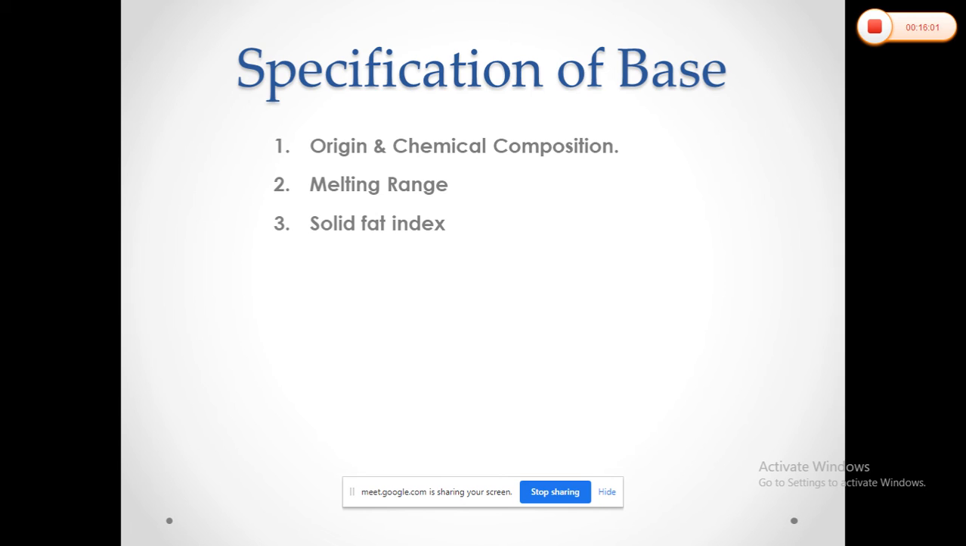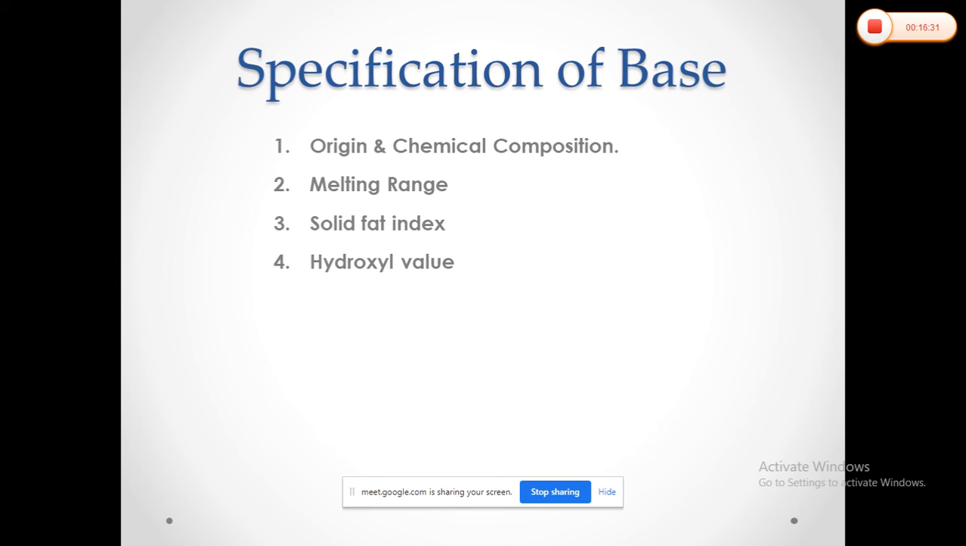So that we can easily identify with the help of the solid fat index. Then the fourth one: now these are the different values that you have to consider. First, it is the hydroxyl value that we have already discussed in the semi-solid dosage form also. What is hydroxyl value? It is the number of milligrams of KOH, potassium hydroxide, that would neutralize the acetic acid used to acetylate 1 gram of fat.